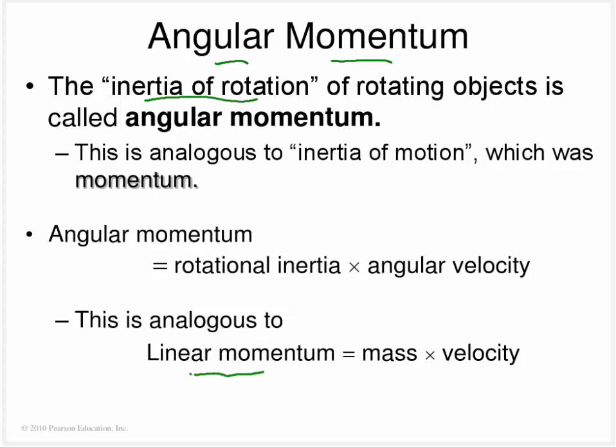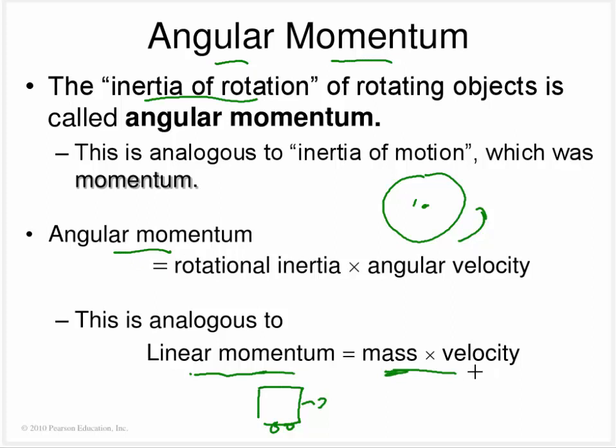Now, if you think about having linear momentum, which was mass times velocity, if you have an object right here and it's moving, then it tended to like to stay moving, so it had momentum. If you have an object that is rotating, then it tends to want to stay rotating. So we have this thing called angular momentum, and linear momentum was defined to be mass times velocity. Angular momentum is just going to be rotational mass, or rotational inertia, multiplied by angular velocity.